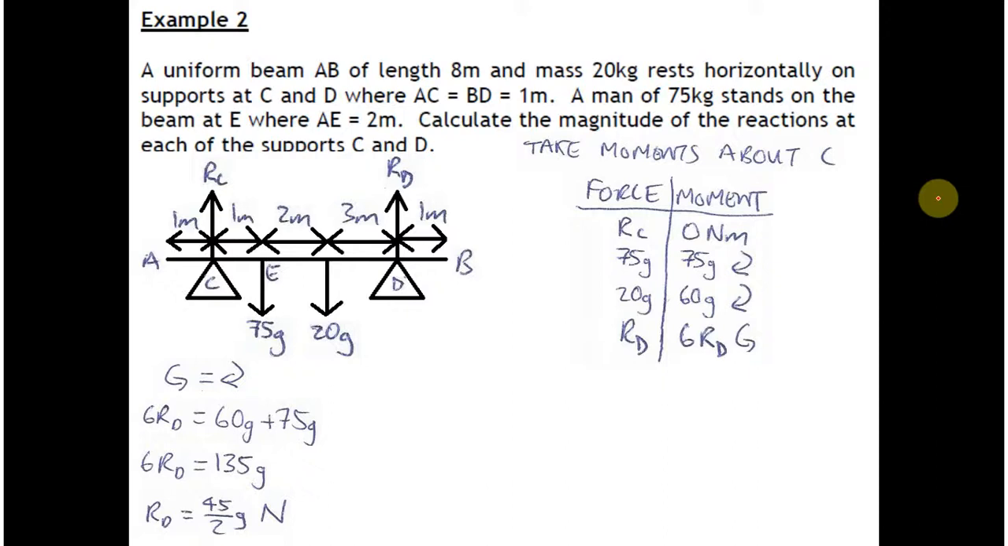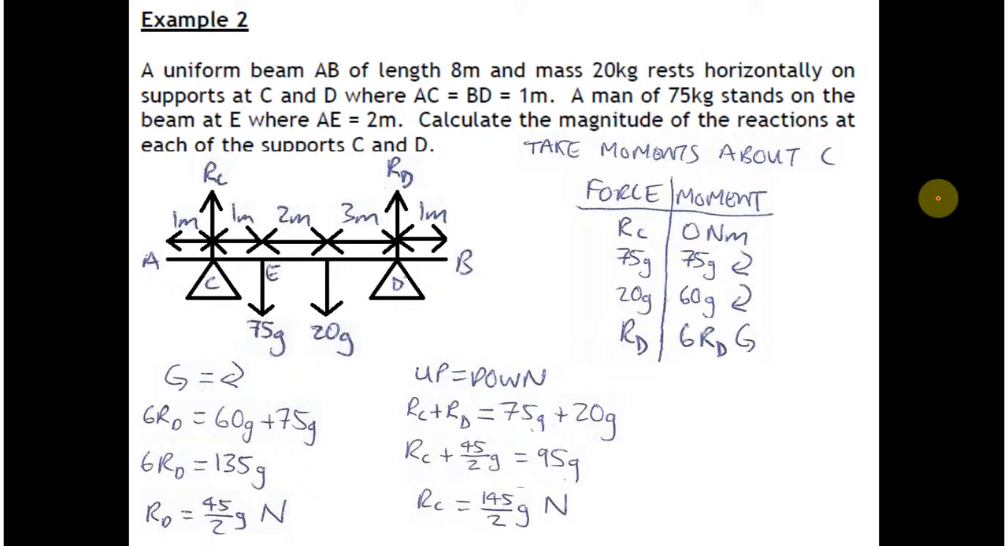Now, we could take moments about D to find RC, but at this point, because we only have one unknown, it's best to make up equals down. So up we have RC plus RD, and down we have 75g plus 20g. Sticking in our value of RD and adding the right hand side, we get RC plus 45 over 2g equals 95g. Take the 45 over 2g from both sides, we get that RC equals 145 over 2g newtons.